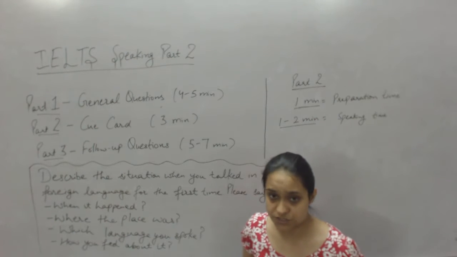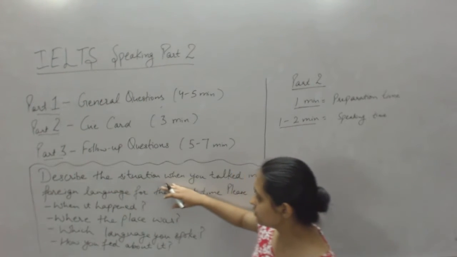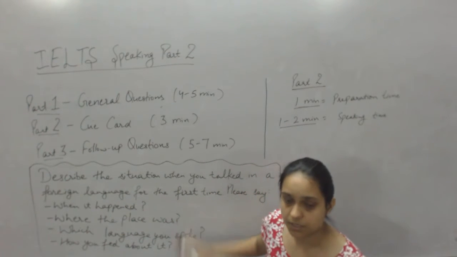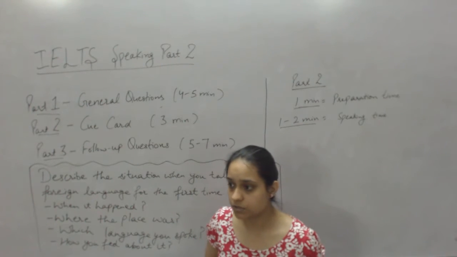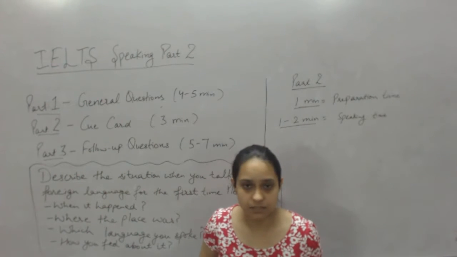There are many options for cue card. This is a sample topic. Describe the situation when you talked in a foreign language for the first time. There could be some other options like describe a photograph, talk about your best friend, your favorite animal, anything.